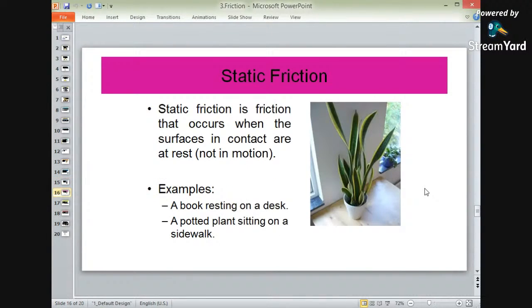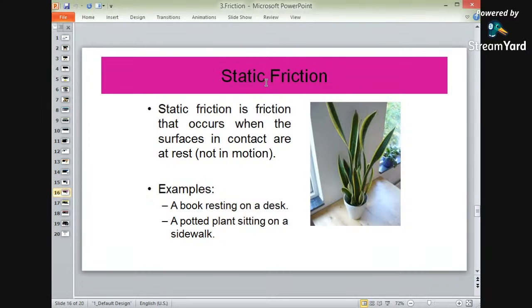Again, the next type of friction is static friction. Static friction is a friction that occurs when the surfaces in contact are at rest. Here there is a pot resting over the table, therefore it is at rest. The word static relates to when there is no motion.